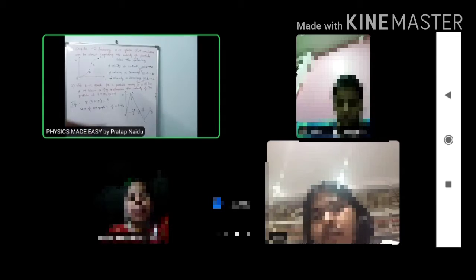And opposite side by adjacent side. What is the opposite side here? 10. And what is the adjacent side? 2. So this is equal to 5 meters per second. Is velocity positive or not? Positive. So next one.